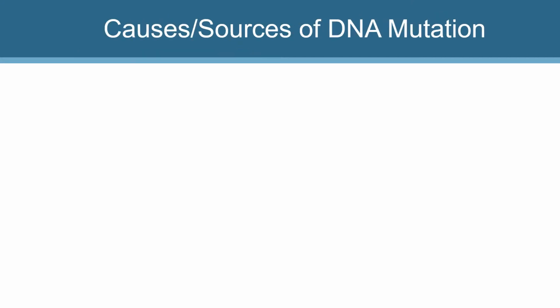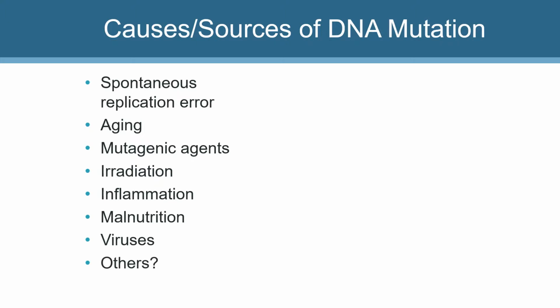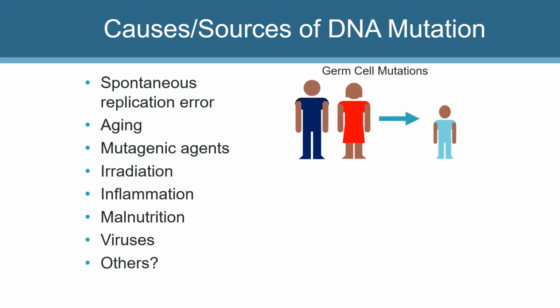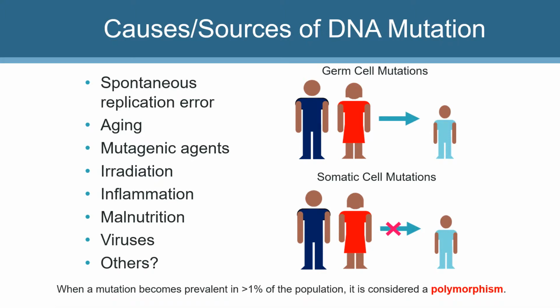Alterations in DNA sequence can result from numerous factors, including spontaneous replication error, aging, mutagenic agents, irradiation, inflammation, malnutrition, viruses, and other factors. When a mutation occurs in a germ cell, a sperm or an egg, it can be passed on to subsequent offspring. But when a mutation occurs in a somatic cell, like a non-germ cell, it can only affect the person in which the mutation occurs. When a mutation becomes prevalent in greater than 1% of the population, it is considered a polymorphism, not a mutation.